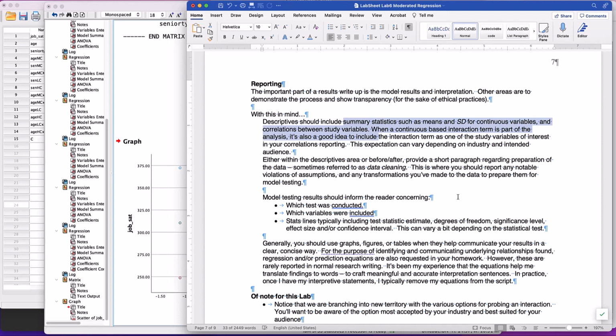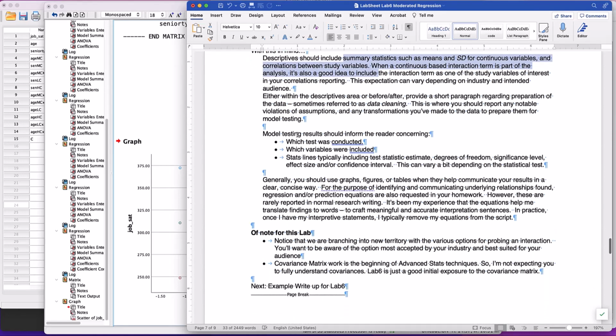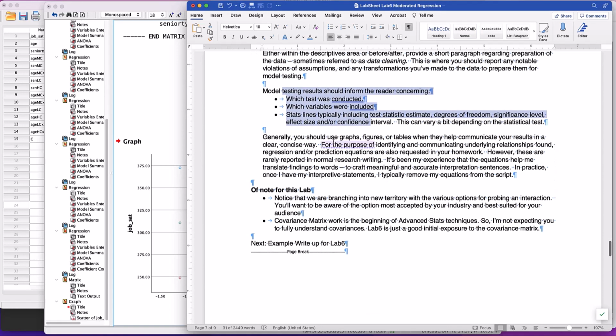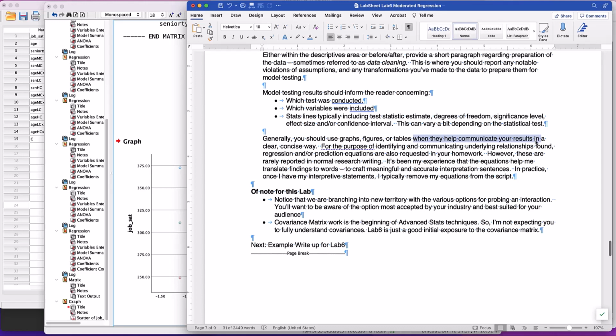That is just something that some industries do and some don't. Do it for the homework associated with this moderated regression unit, but it's getting more common that journals want you to also supply the relationships between the interaction term and the rest of the terms, because it's a way of identifying if someone's falsifying the data and they can check it quickly. When you report your model test, you want to make sure you include the test that was conducted, which variables, and so on. And generally choose your graphs or figures when they help communicate your results.